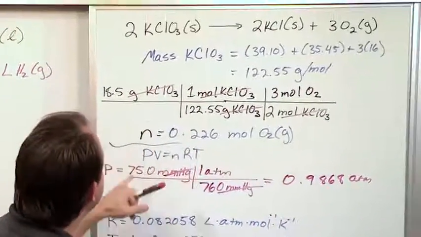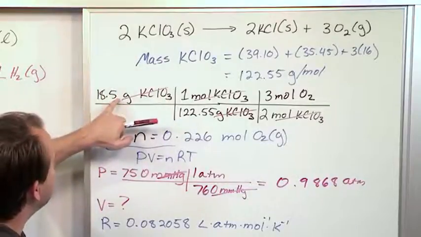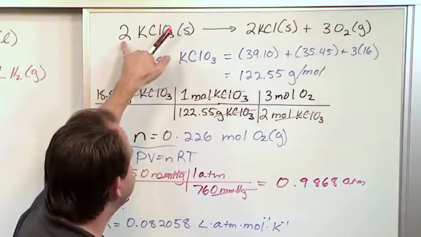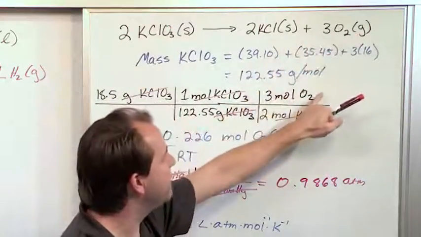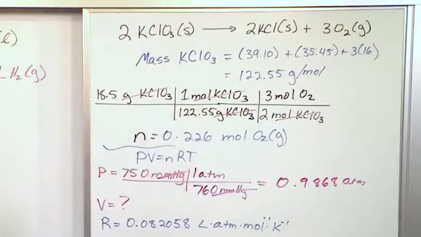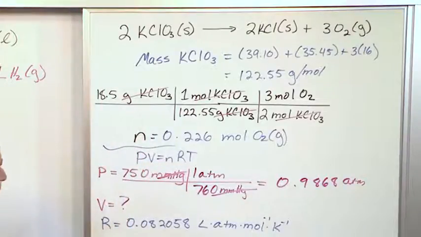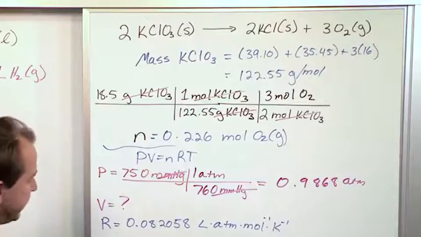We know how much of this we start with in grams. We figured out how many grams per mole it was, and then we know the mole ratio from this to this. So we figure out how many moles of oxygen we produce. Basically that's n, the number of moles. And we use PV is equal to nRT to back-calculate the volume in liters from that.